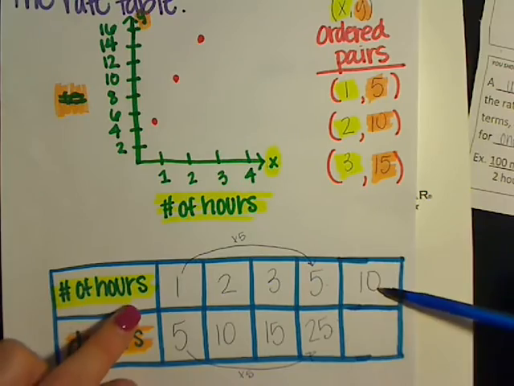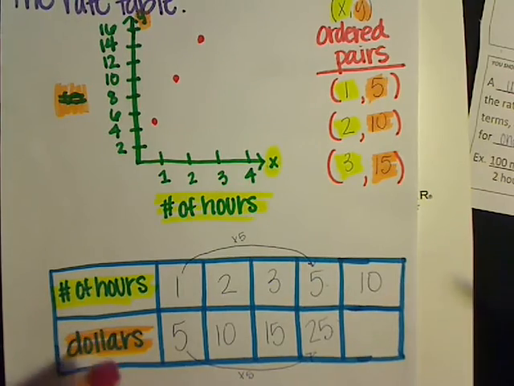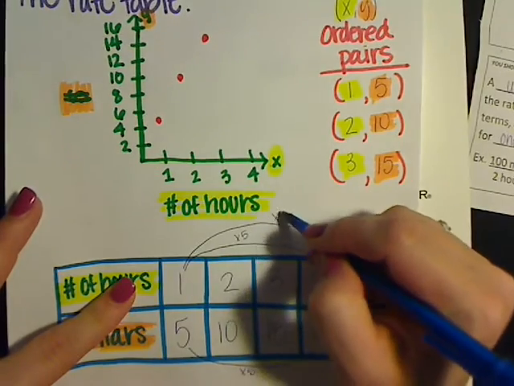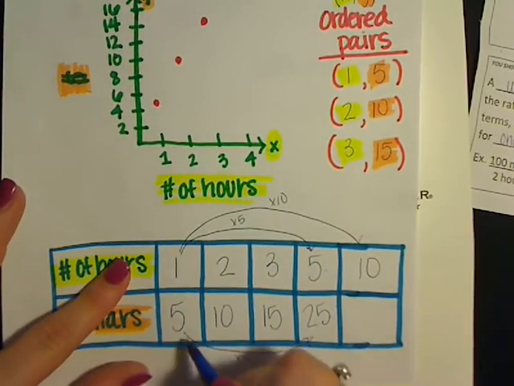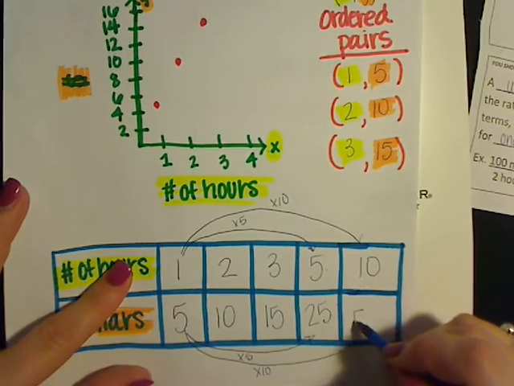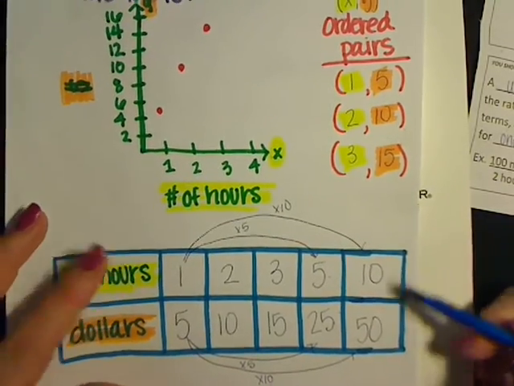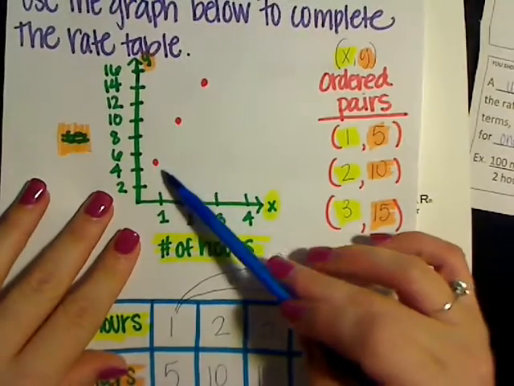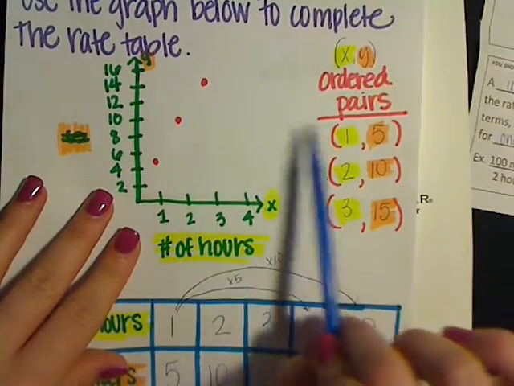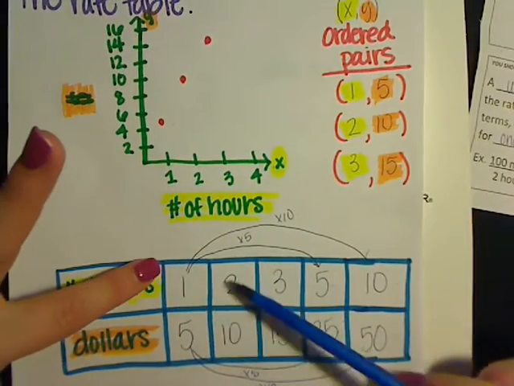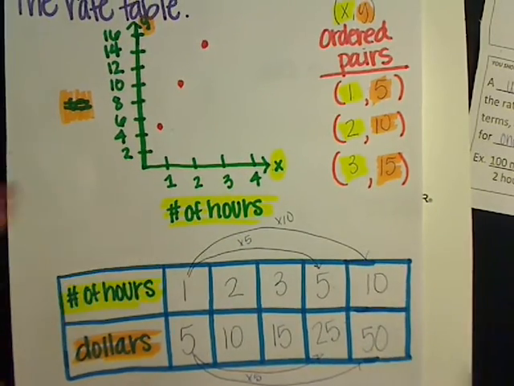But what about in 10 hours? Well, I can use the same scale factor approach. 1 times 10 is 10. So 5 times 10 will get me 50. So in 10 hours, she'll make $50. So what we did here is we took our points on the graph, we pulled them out into ordered pairs, and then put those ordered pairs in a table, and then finished our rate table.